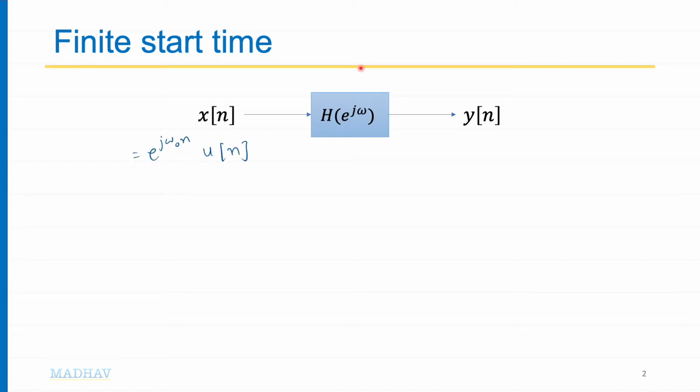Now, frequency response means my input is a pure sinusoid, and we know that a pure sinusoid is an eigenfunction of an LTI system. But in the real world, any signal has a finite start time. We cannot have a signal which is always on at all times. I turn it on and then it starts flowing into the system.